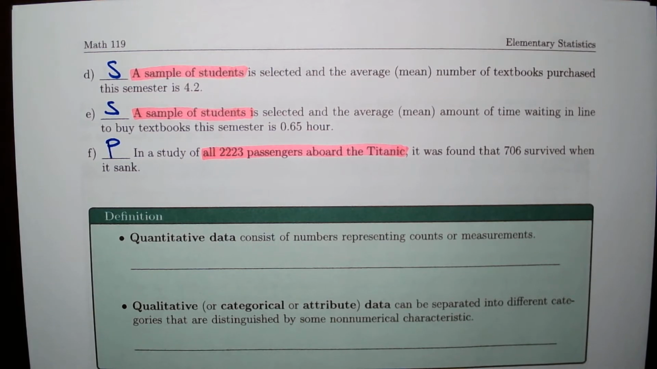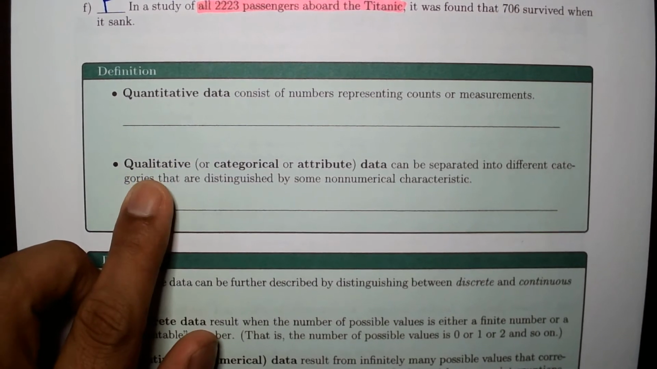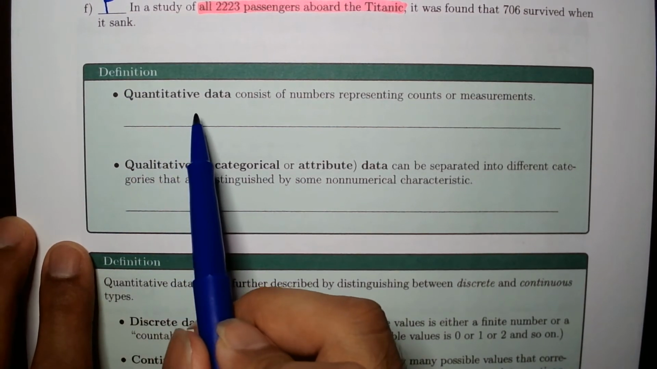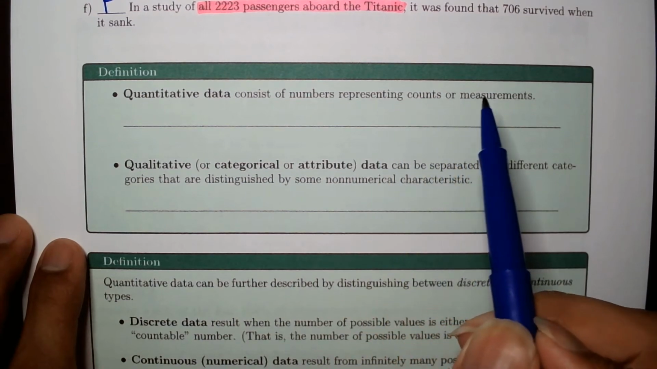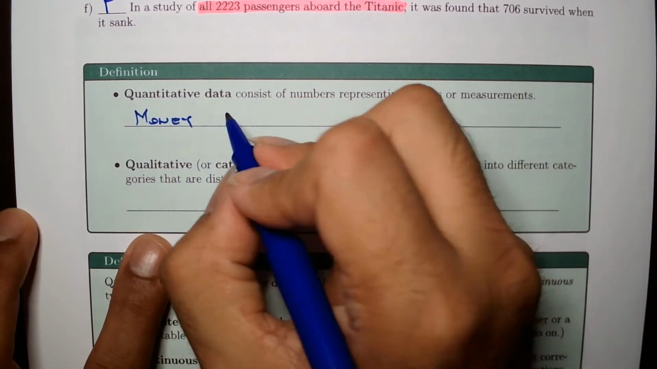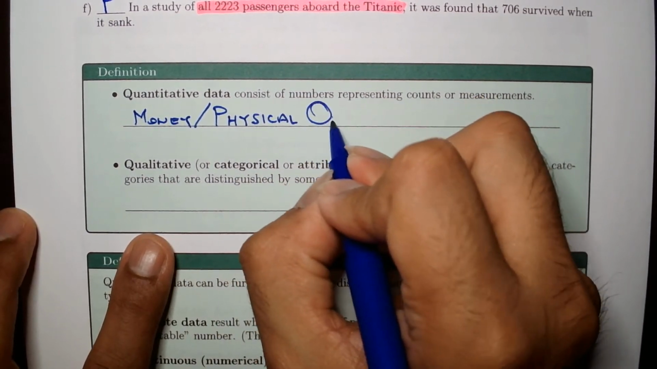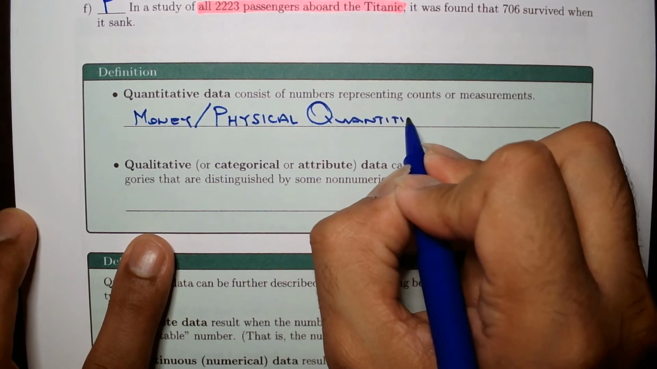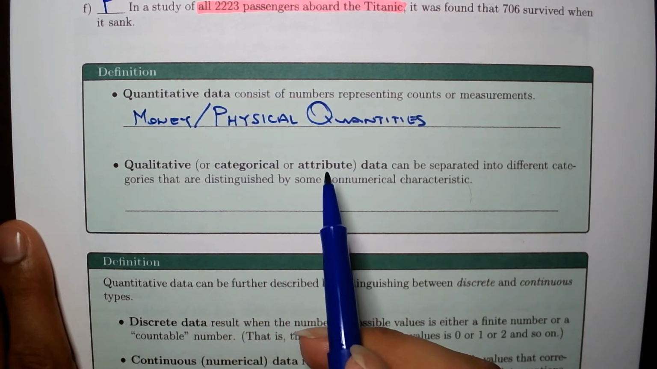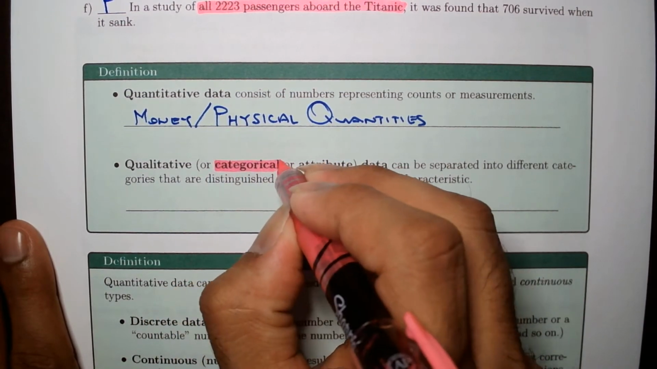All right, so let's further define kinds of data. Well, we have quantitative data and qualitative data. Either way you want to pronounce it, I guess it's fine. Quantitative data consists of numbers representing counts or measurements. So, for example, money or physical quantities. And qualitative, also known as categorical or attribute data, most commonly we call that categorical data.